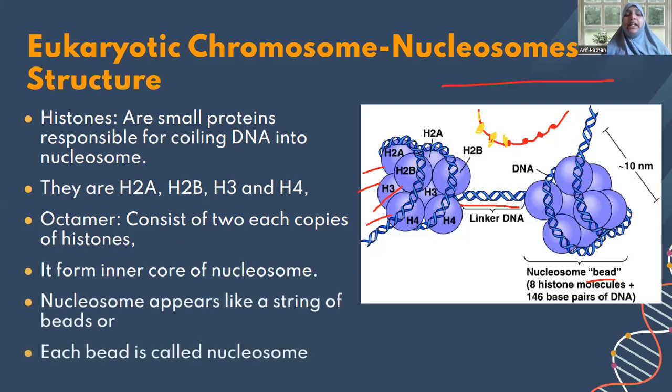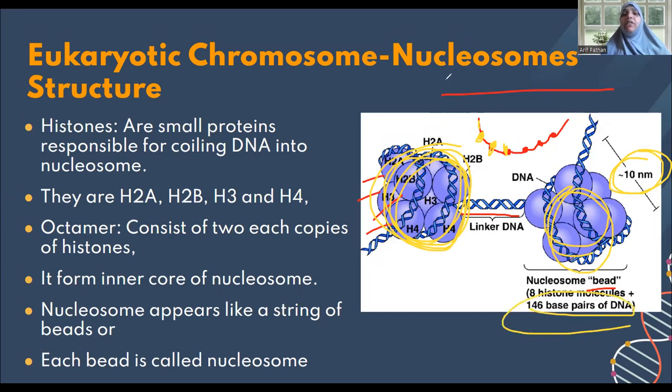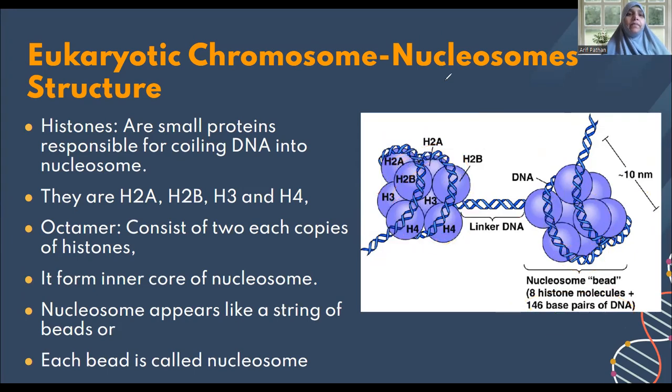Okay, so each bead is called a nucleosome. This structure is a nucleosome. This structure is a nucleosome. That is histone proteins wrapped with the DNA around itself. Approximately the size is 10 nanometers, which covers 146 base pairs of DNA. It covers how many base pairs of DNA? 146 base pairs of DNA. Understood?